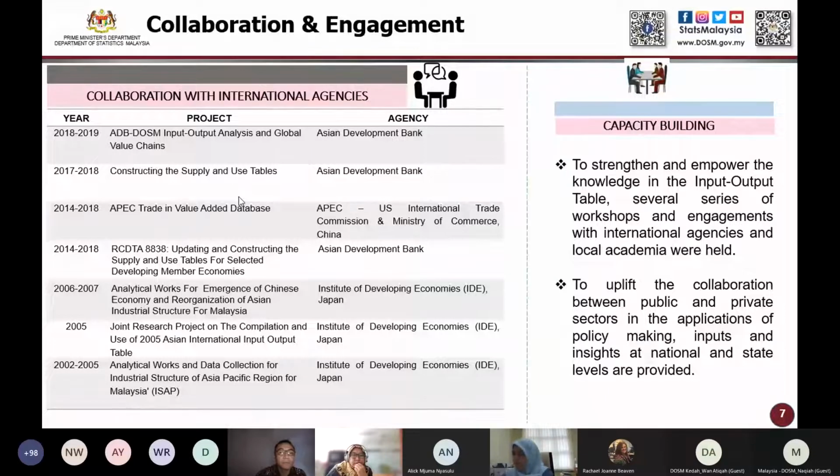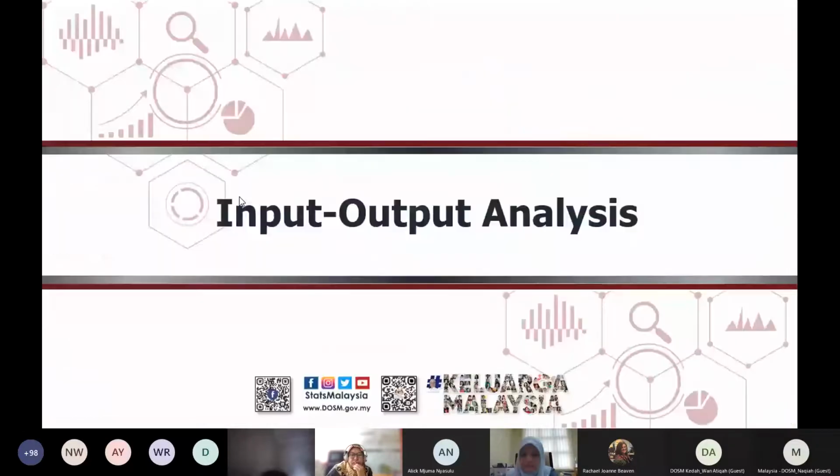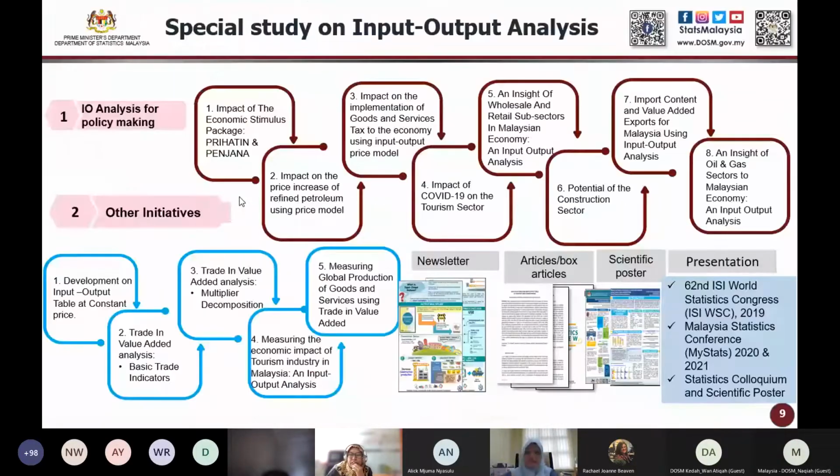We also strengthen and empower knowledge of the input-output table through capacity building. For information, the Malaysia IO team has attended more than 20 international capacity building programs. Okay, this is what I share among the special studies on input-output table analysis.